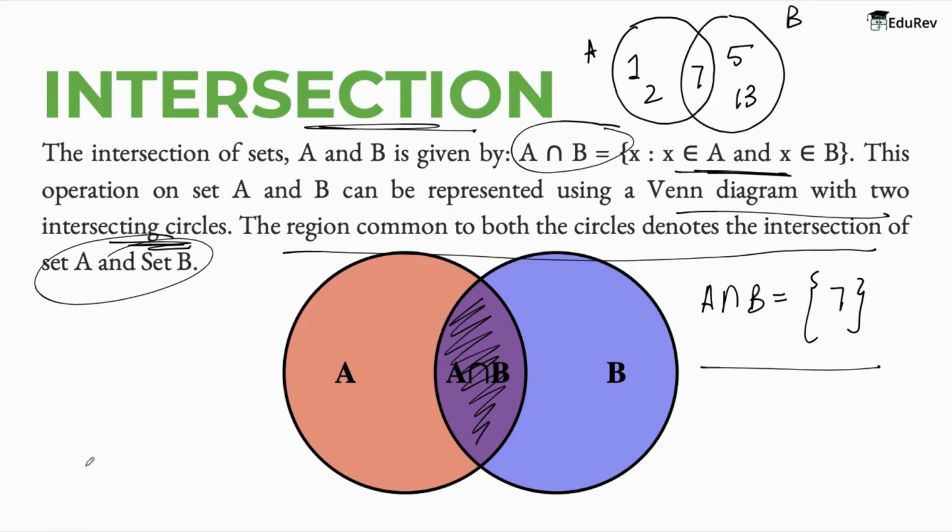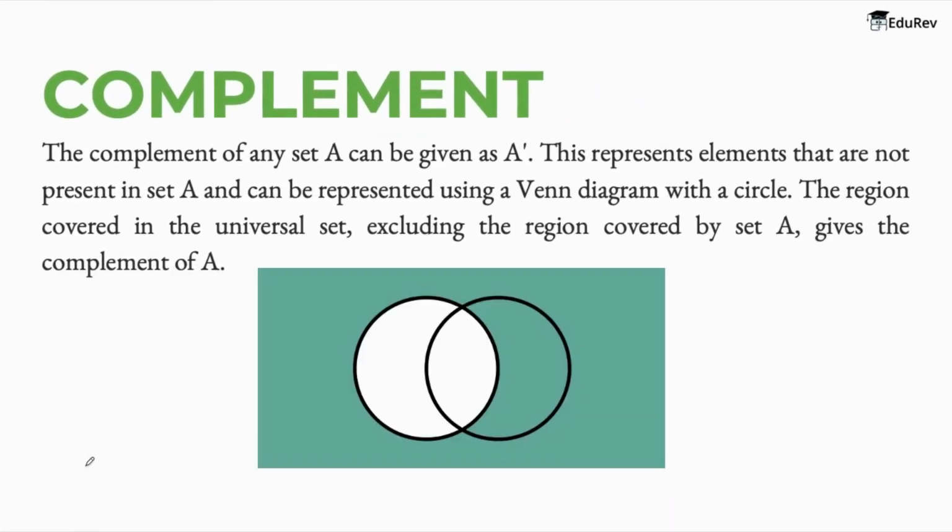Let's move forward to another topic, that is, what is the complement of a set. Whenever I talk about the complement of a set, it means that I need to write all the elements which are not present in that particular set but are present in your universal set. That is, the region covered in your universal set excluding the region covered by A gives you the complement of A.